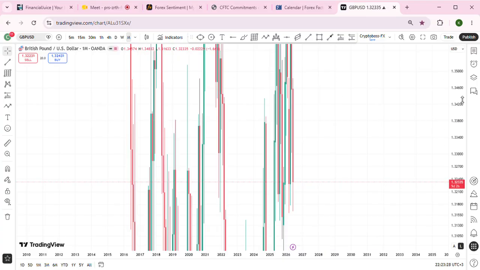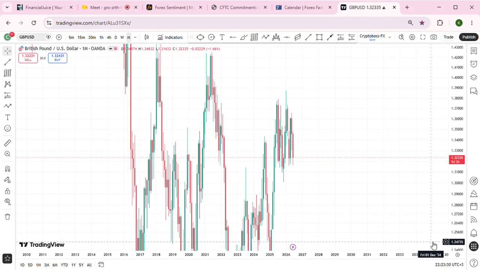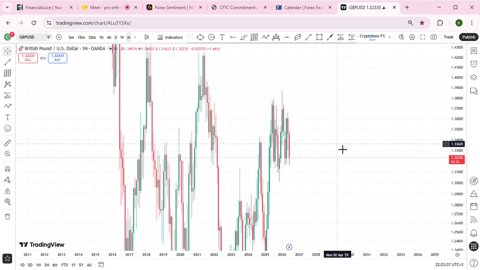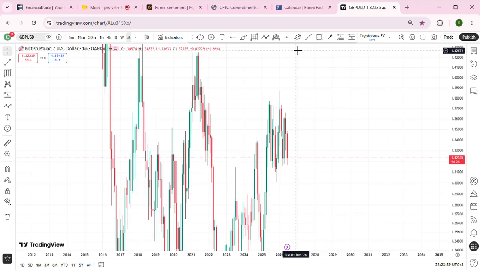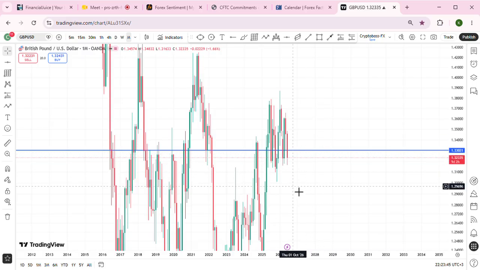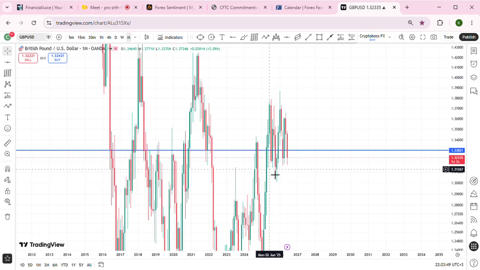So first things first, and as usual, we start our analysis from what? From higher time frame. So in this case, you can see on monthly time frame, the market has done one thing very important. It has broken out last month's low. So I marked that low of last month, and yeah, that is the only important thing I can see.